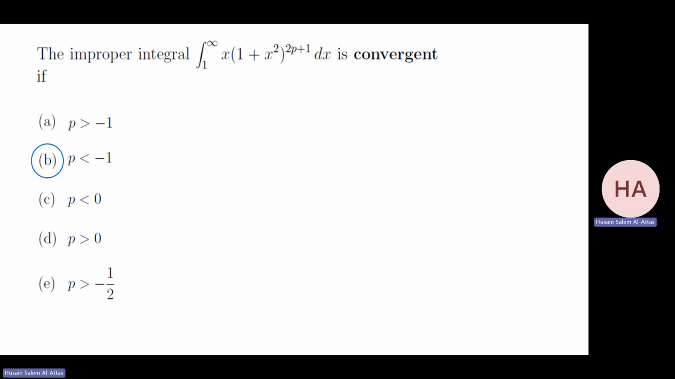This improper integral is convergent if what? If p... okay. I have a problem just with the infinity, so I have the limit as t goes to infinity. I want to check when it converges, so let me do the calculation, then I will check the conditions.